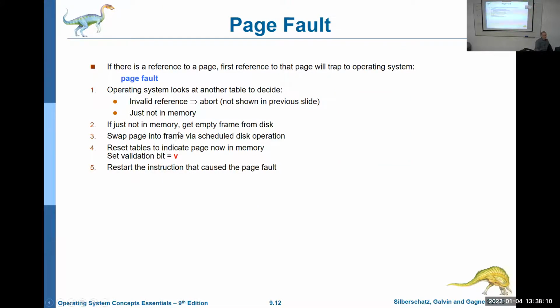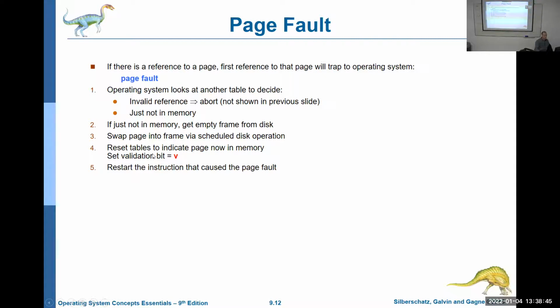If not in memory, get an empty frame. In other words, find one. When you say get, what do you mean get an empty frame? We have a list of free frames. The operating system maintains a list of all the free frames. It'll choose one of them, and that's what it means to get an empty free frame. Swap the page into the frame by a scheduled disk operation. So request a disk operation, which is obviously slow, and it's going to copy that page from the disk into the frame that we found.